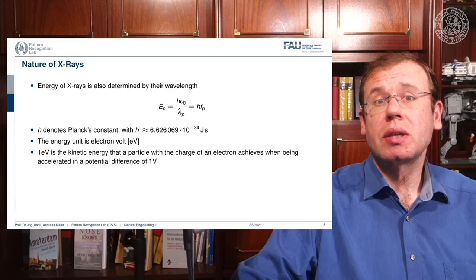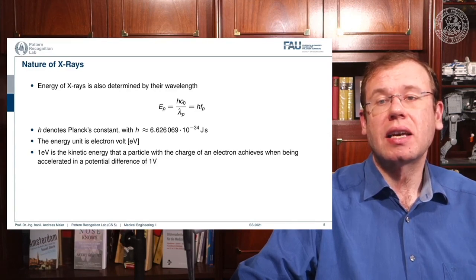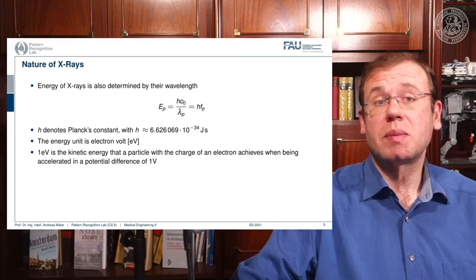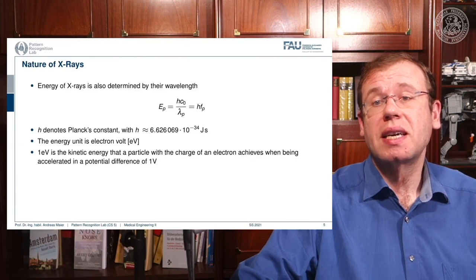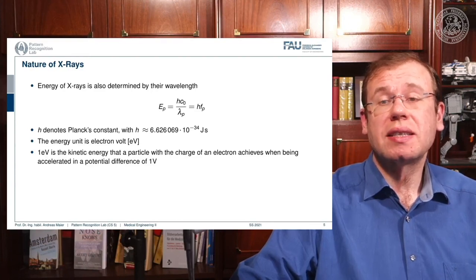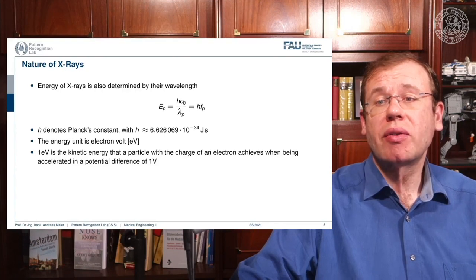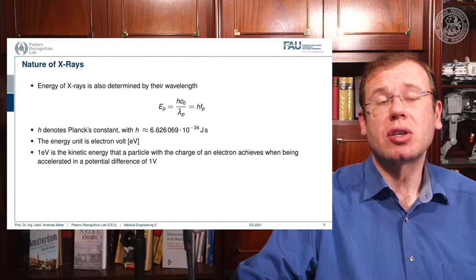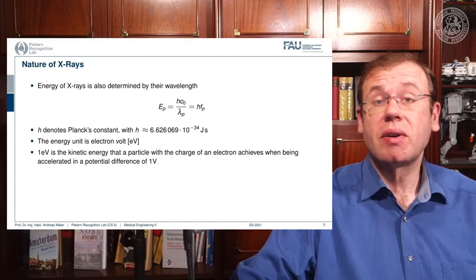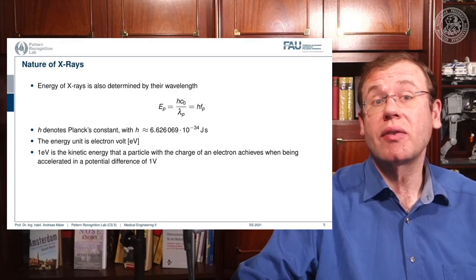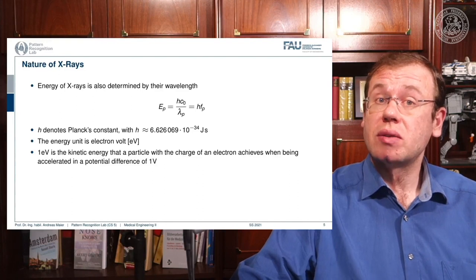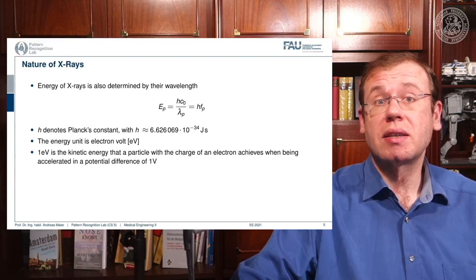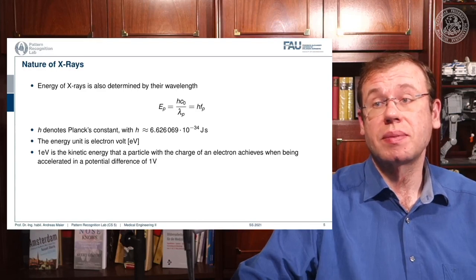A typical unit to measure X-rays is the electron volt. This is how you typically describe how strong a specific X-ray is, and it describes the energy of that particular X-ray. One electron volt is the kinetic energy of a particle with the charge of one electron that is achieved when accelerated with a potential difference of 1 volt. We'll see that this is very important when we generate the X-rays and why we choose that particular unit. For now, just remember this is an energy and it's related to charge and acceleration voltage.